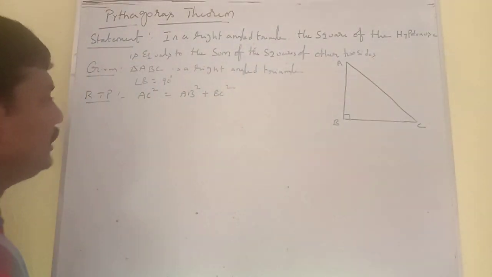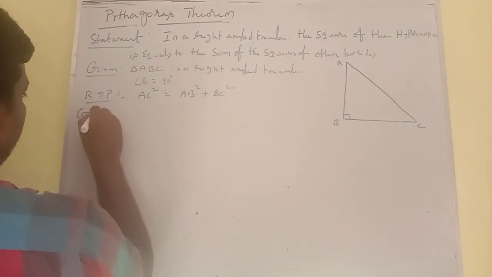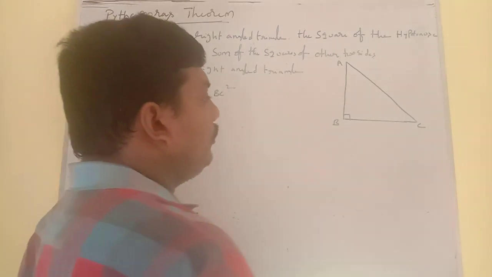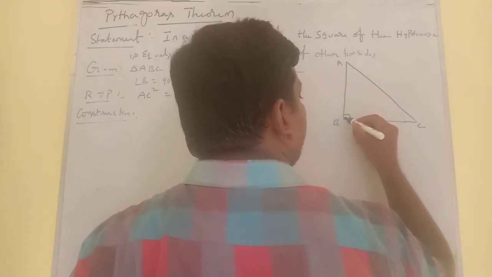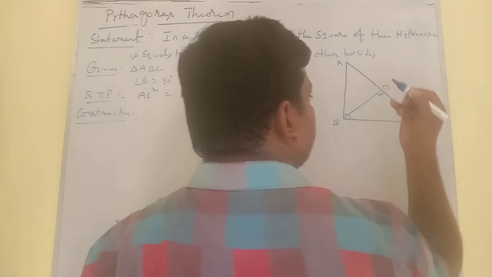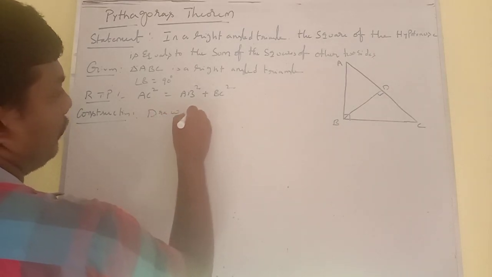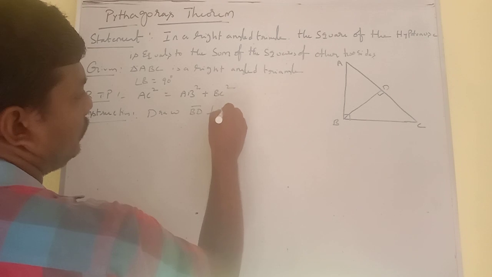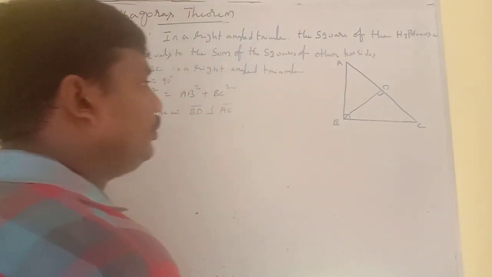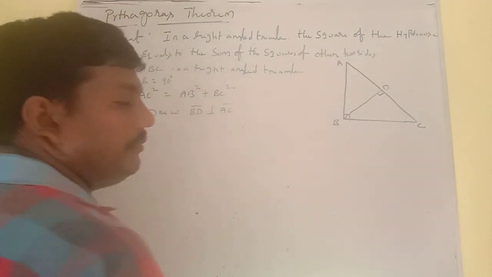To prove this statement, we need some construction. What construction is required? We have to draw a perpendicular from B to AC, that is called BD. So draw BD perpendicular to AC.